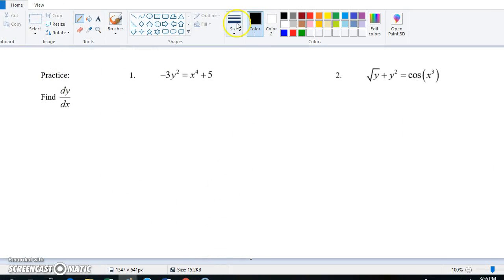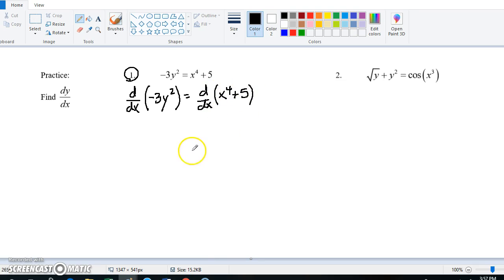Let's take a look at two examples. See if we can get the hang of this. So example number 1. I want you to write down that we're taking the derivative with respect to x of the left-hand side and of the right-hand side. Let's take the derivative of the right-hand side first. That's an easy one, 4x to the third, just using the power rule. Notice the variables agreed, so we just take our derivative as normal.